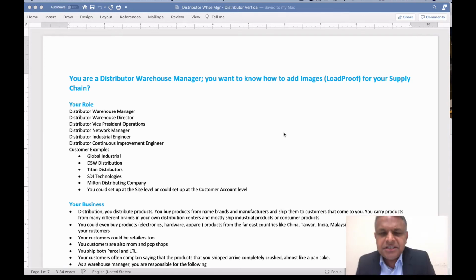Alrighty, guys. So this is the next vertical. This is a basic distributor, right? I mean, obviously, whenever you have a warehouse, you're doing distribution. So this is a generic distributor. If you are a warehouse manager for a generic distributor and you want to know how to add LoadProof to your supply chain, how to get value out of it, what type of problem to solve, we are going to talk about the vertical itself and then challenges and how you solve it, right?